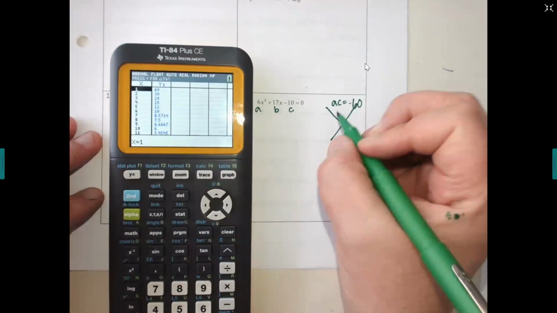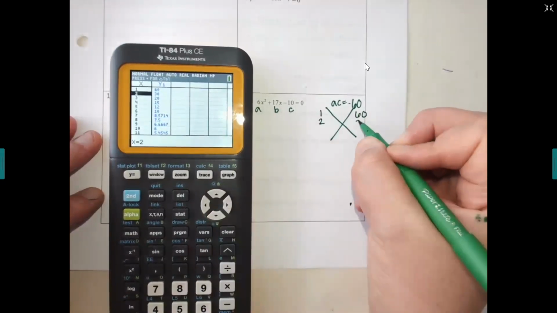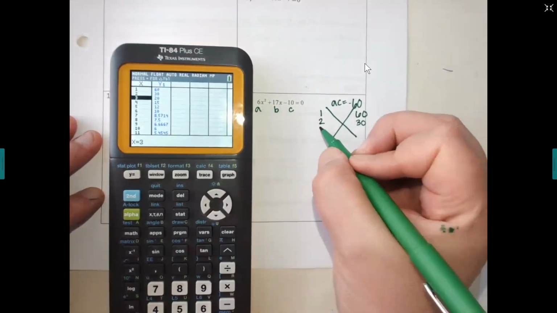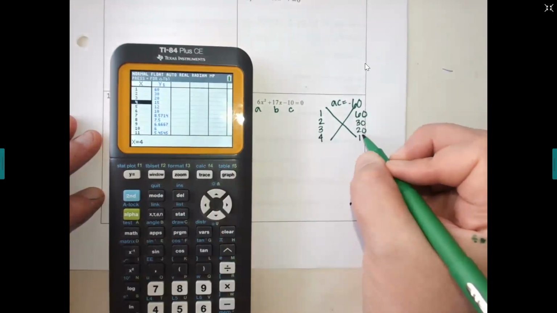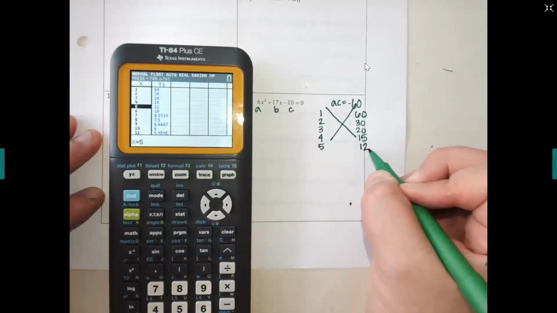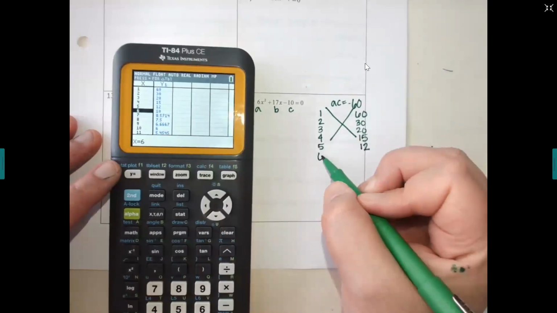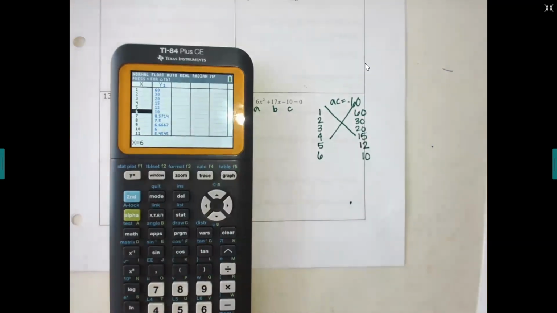Okay, I have 1 times 60, 2 times 30, 3 times 20, 4 times 15. Wow, this one has a lot. Okay, 5 times 12, 6 times 10. And then once I get to 6 and 10, do you see how everybody else has decimals? Until I get to what? 10 and 6. And once you hit your first repeat, you don't have to keep scrolling. Once you get to a repeat, you're done. Yes?